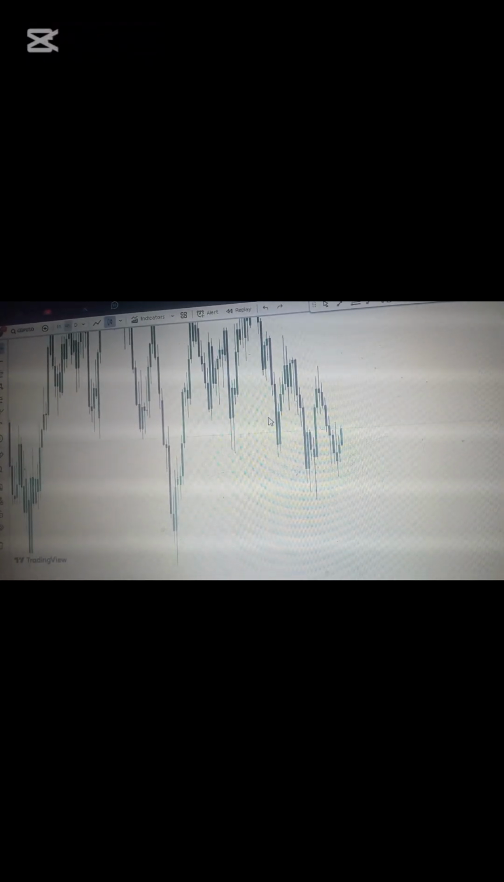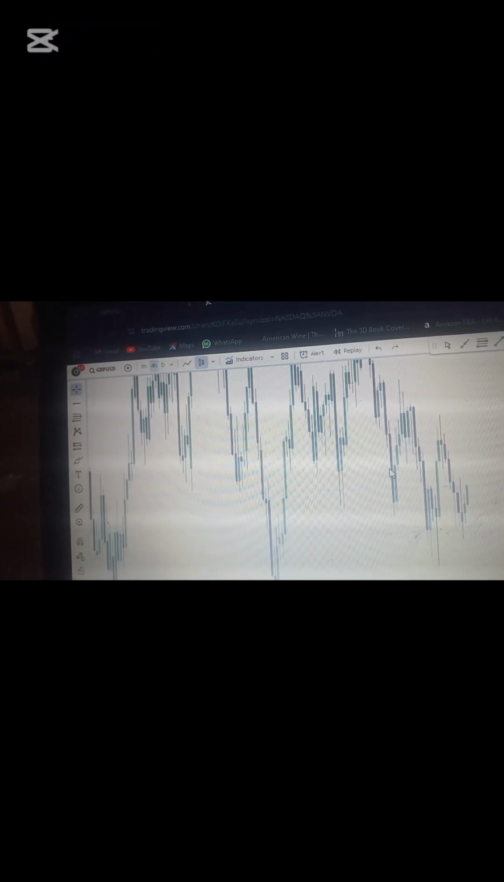Let's go to our 4 hours time frame. My 4 hours time frame gives me more clarity on this trade idea. As you can see, I only have 3 time frames that I'm looking at. First, I analyze from 1 day to 4 hours. From 4 hours, I go down to 1 hour, and 1 hour is my entry time frame.